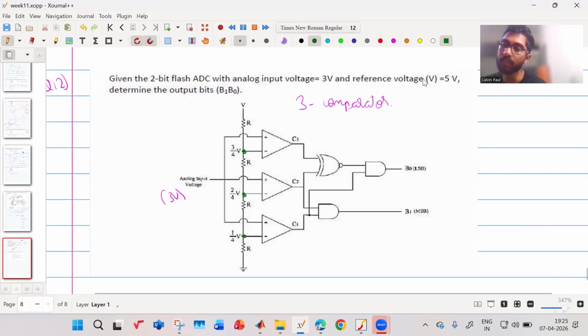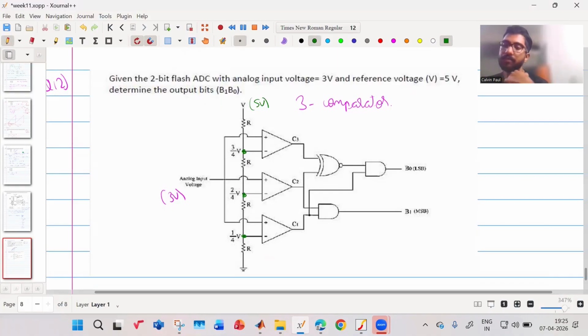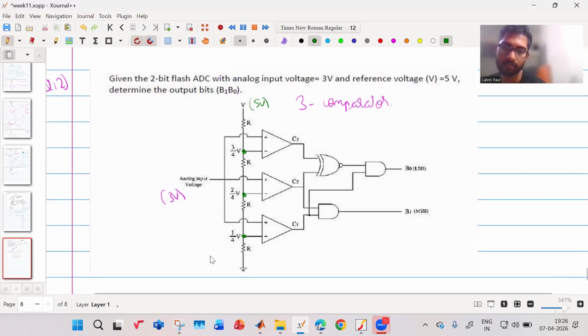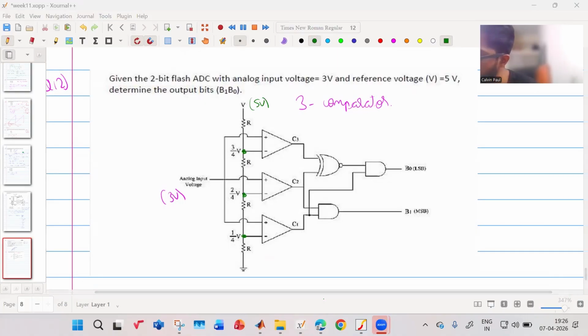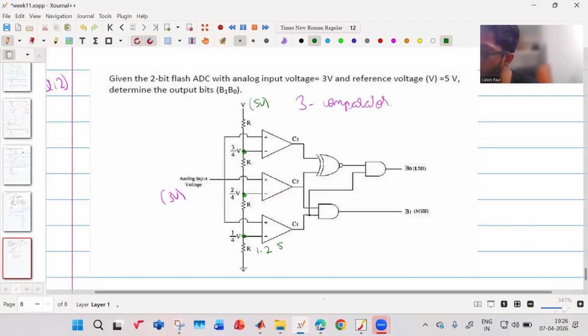If your reference voltage V is 5 volt, what will be the voltage at 1 by 4 V? How much will it be? 1.25. Here, 2 by 4 V, how much will it be? 2.5. And here it will be 3.75.